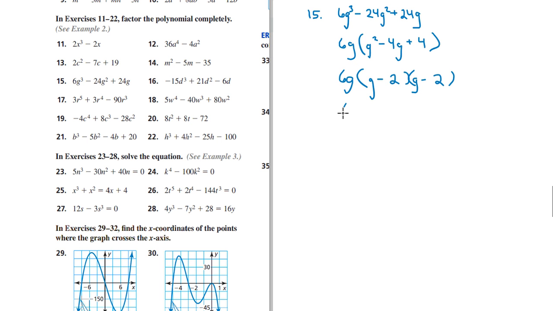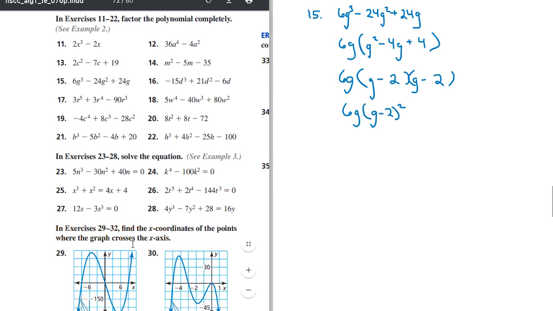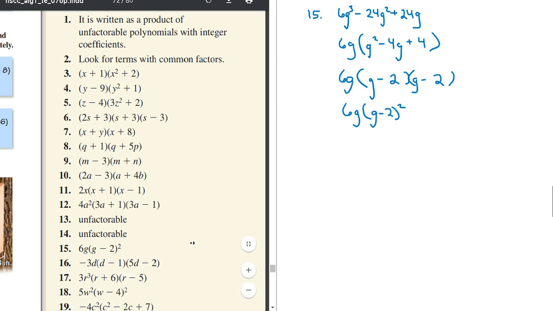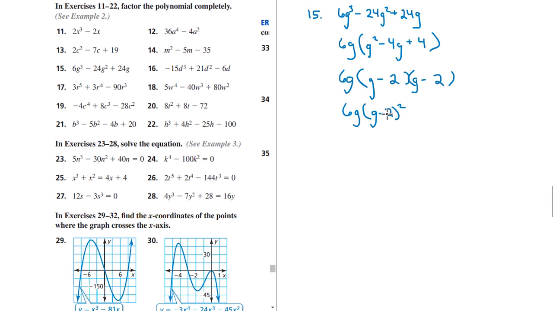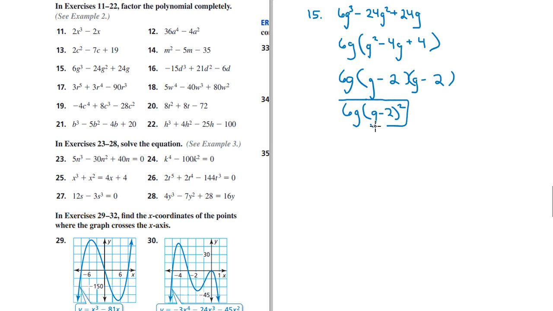Because I have the same quantity here, I could rewrite this as 6g times the quantity g minus 2 squared. And just to show you here on number 15, that is how your authors write their answers as well. So if you have a quantity times itself, you should write it as a quantity squared. So if you check the back of the book while you were trying this problem and that's what you saw, that is how you get that.